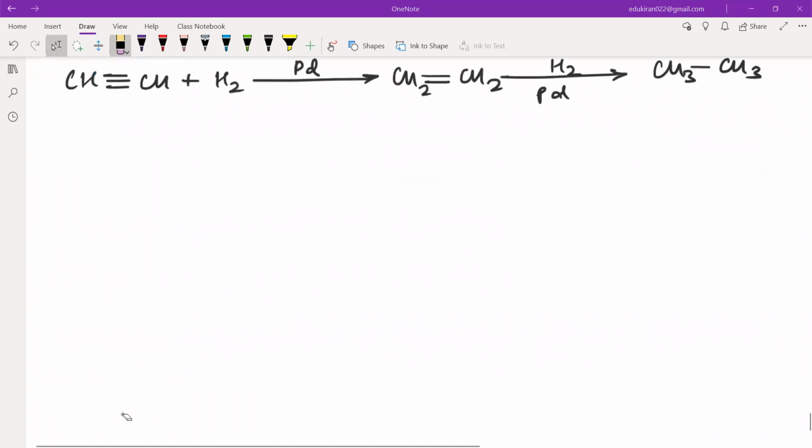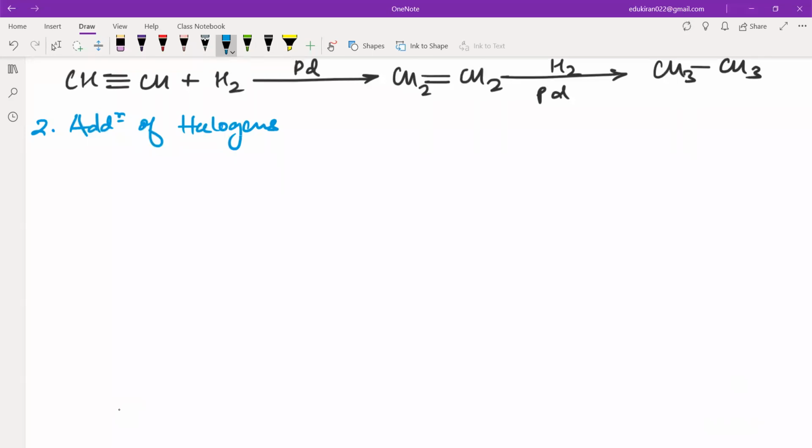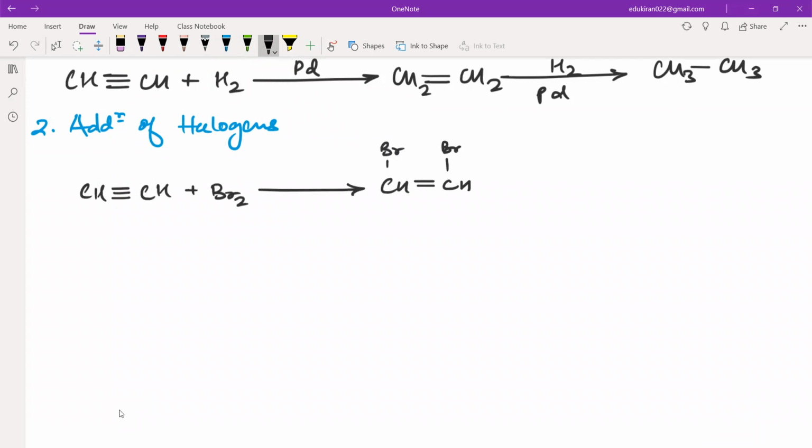Next is the addition of Br2. We have seen addition of halogens also in alkenes, similar type. CH triple bond CH plus Br2 is first going to give me CH double bond CH with both the carbons having Br. Then again, if you have more Br, then you can form a C single bond C, with CHBr2 and CHBr2. So two moles of Br2 can add on alkynes to form tetrahaloalkanes. That means you will have four halogen atoms.